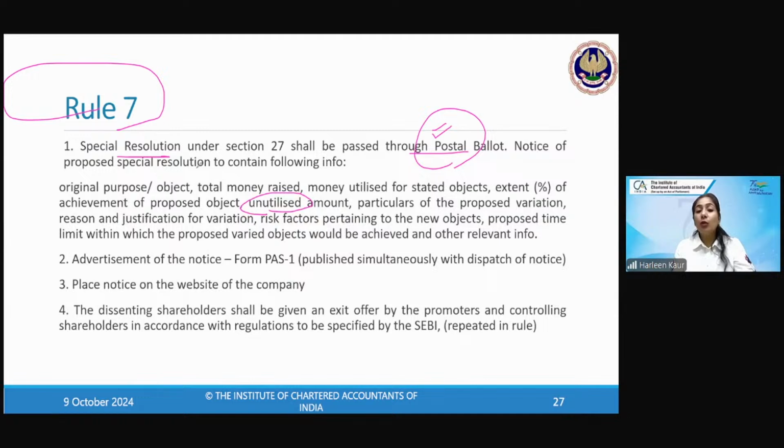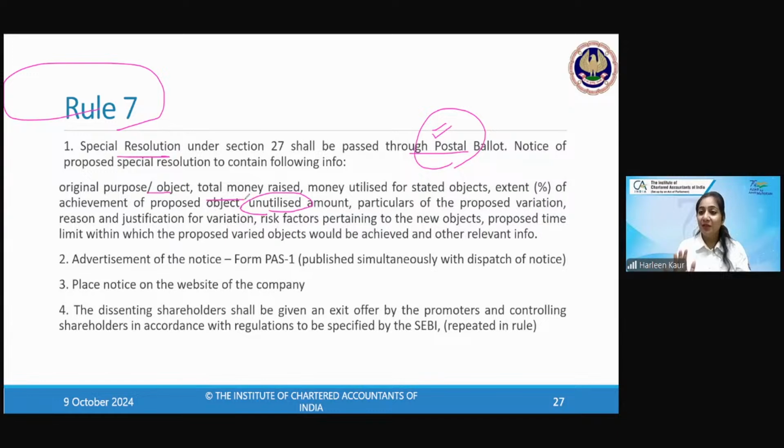The notice that you have sent for this SR shall indicate all the purpose, object, total money, how much money you have raised, how much you have utilized for the objectives, how much of the objective has been achieved, what the unutilized amount left is, and the reason for such changes. Very important. You should tell why you had decided to make malls, and now you have decided to make houses. What is the reason? Such justification has to be given.